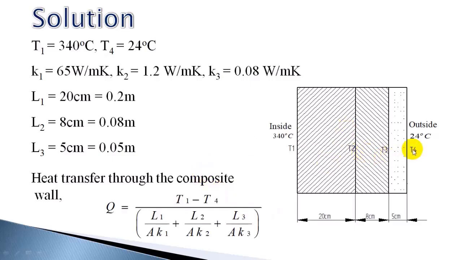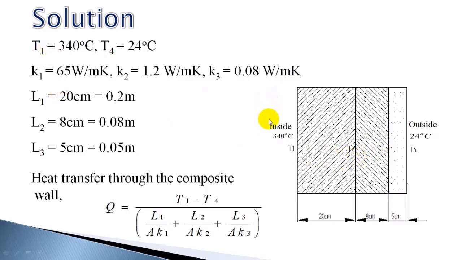So we have three layers of material. We have already derived the equation for two layers. If one more layer comes, you will have one more term added like this. You can draw the heat flow circuit: T1, T2, T3, T4, L1 by AK1, L2 by AK2, L3 by AK3. If you take two points, the temperature difference between those two points divided by the summation of the thermal resistance between them will give the heat flow. So for only two materials, T1 minus T3 divided by L1 by AK1 plus L2 by AK2 will give the heat flow.